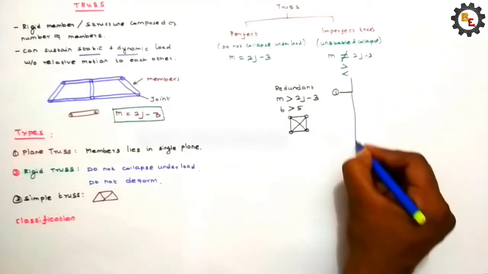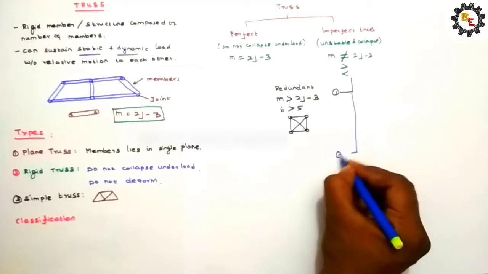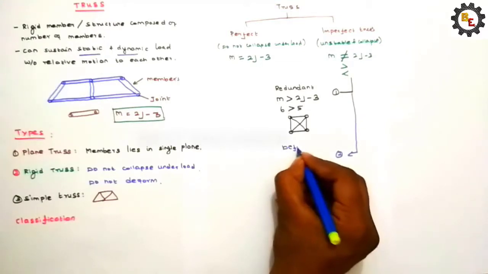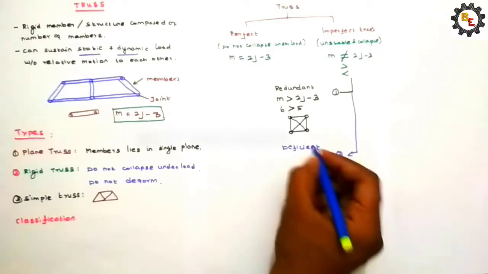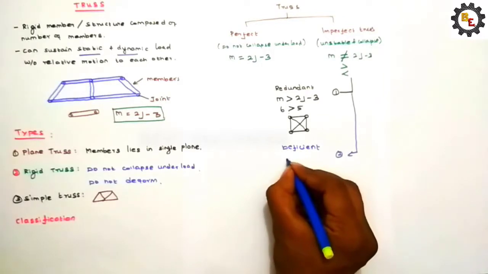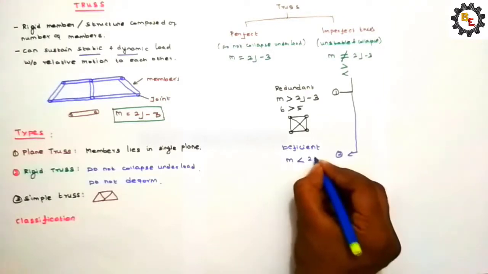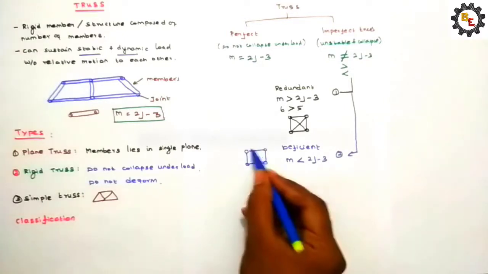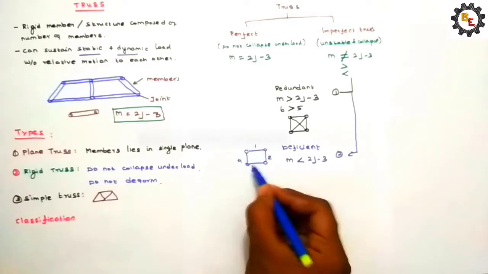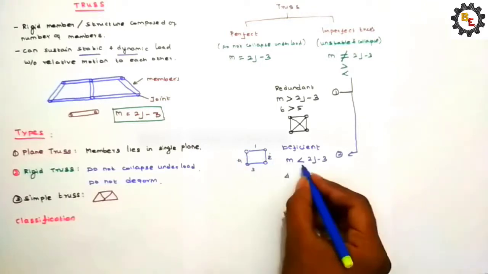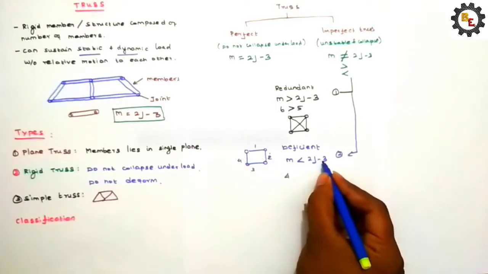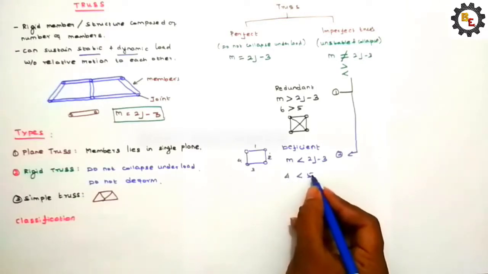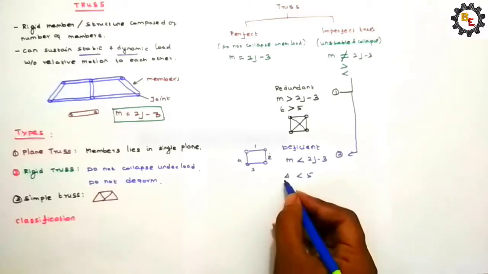Second one in imperfect structure is deficient structure. In deficient structure, number of members are less than 2j minus 3. One example is here: 1, 2, 3, 4 members and joints are 4. 4 into 2, 8, 8 minus 3, 5. So number of members are less than 2j minus 3. So this is an example for deficient structure.